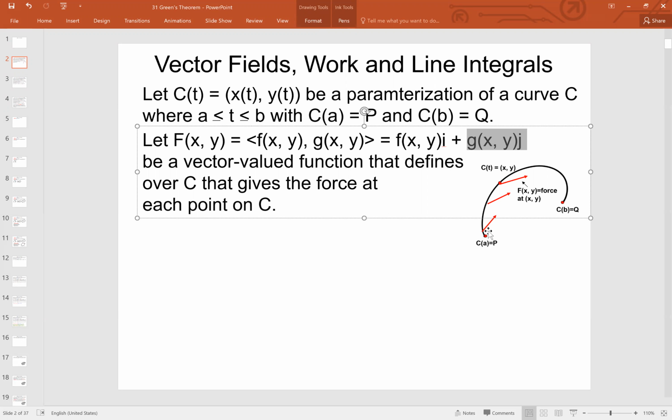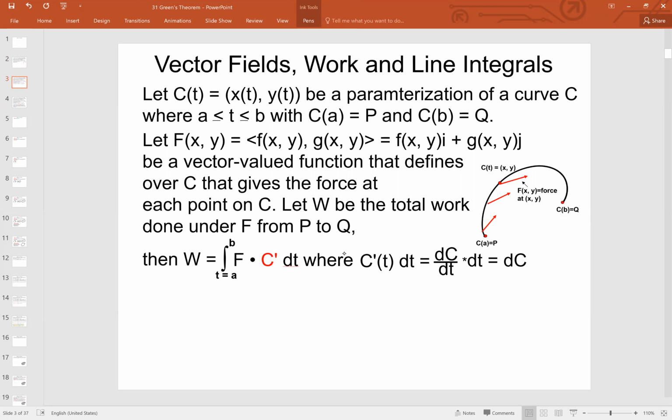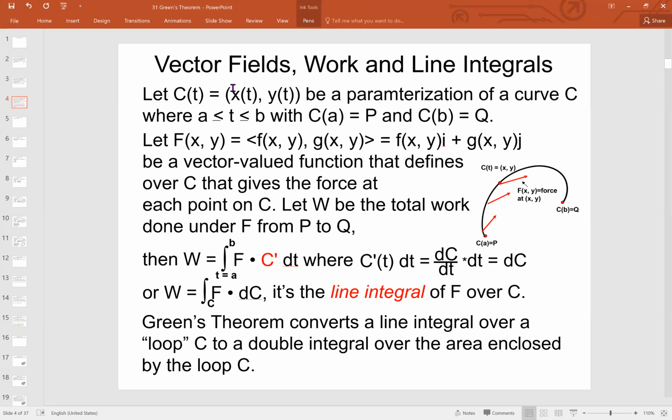Then the total amount of work for these displacements from P to Q is given by this dot product formula. We write W as the integral of F dot the derivative of the curve C'(t) dt. We also write it simply as W equals the integral of F dot dC, where dC, of course, is the differential notation: dC is C'(t) dt.